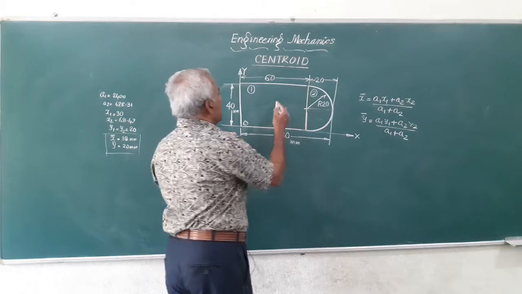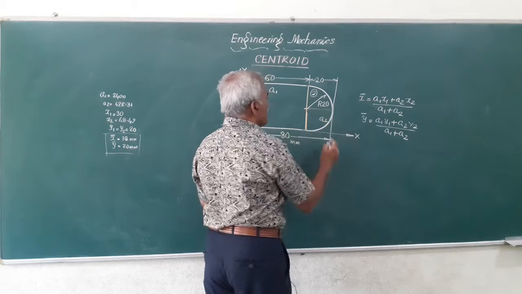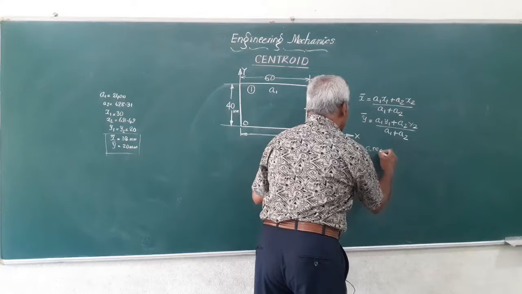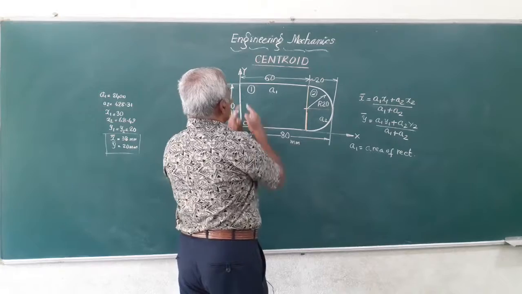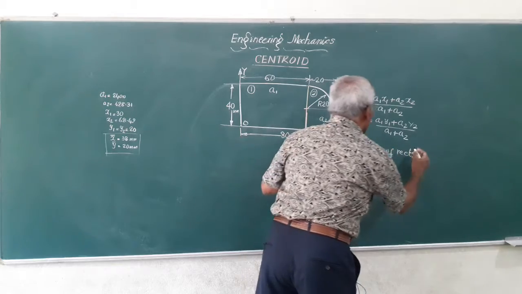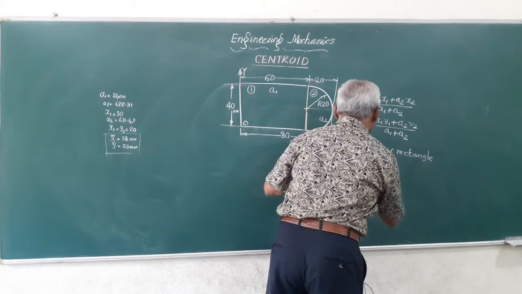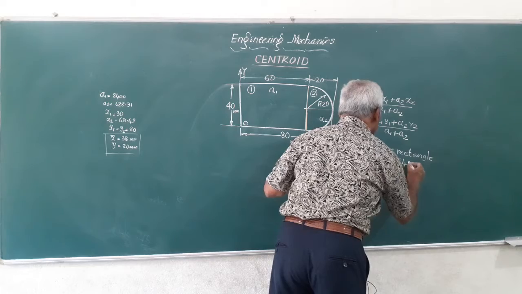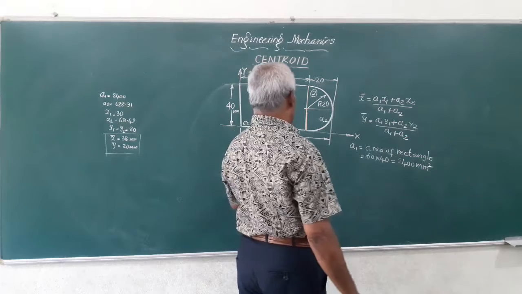It will have an area A1, and this will have an area A2. A1 is the area of the rectangle, which is 60 by 40. 60 is the length, 40 is the width. So the rectangle area is 60 into 40, that is 2400 square millimeter, because all the units are in millimeter as I have shown.